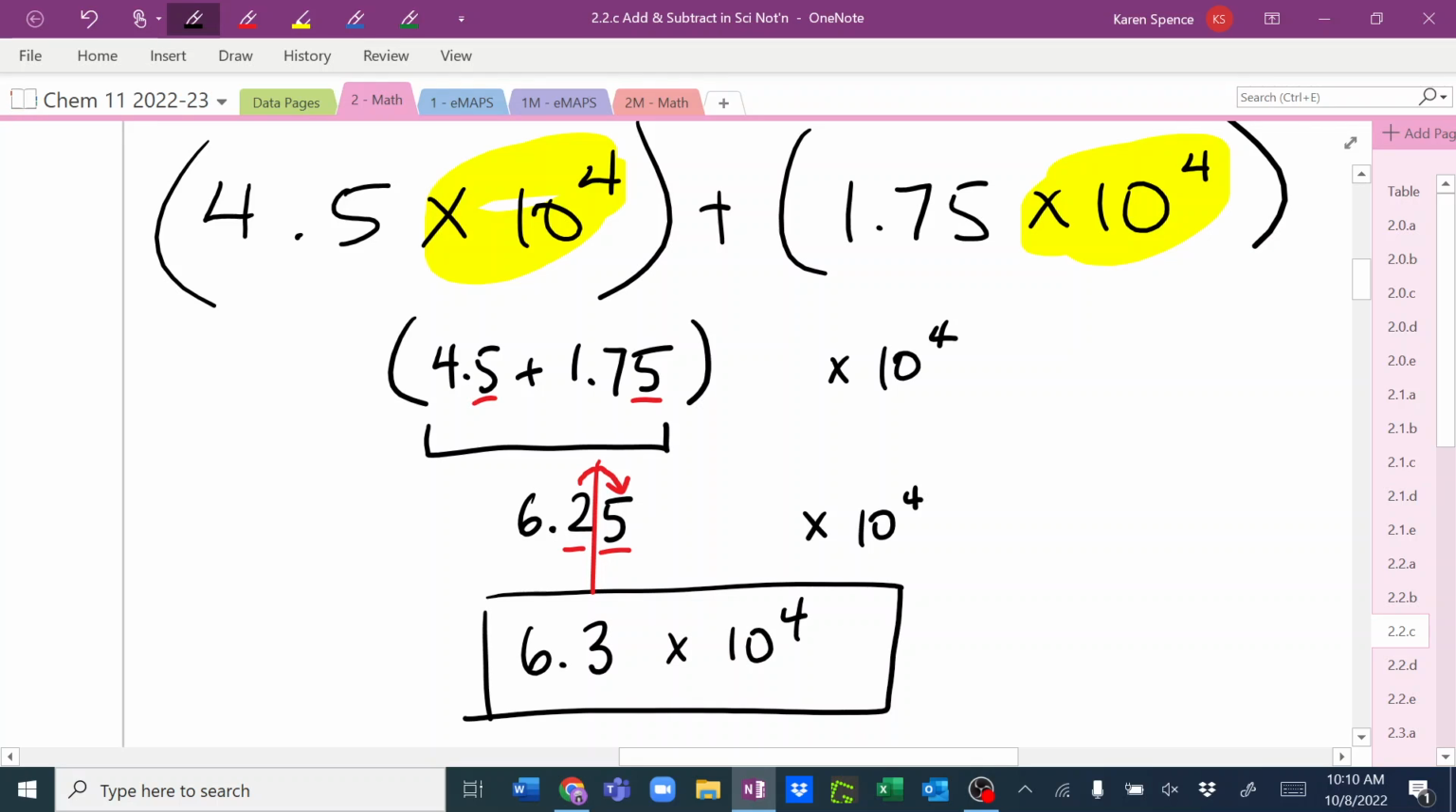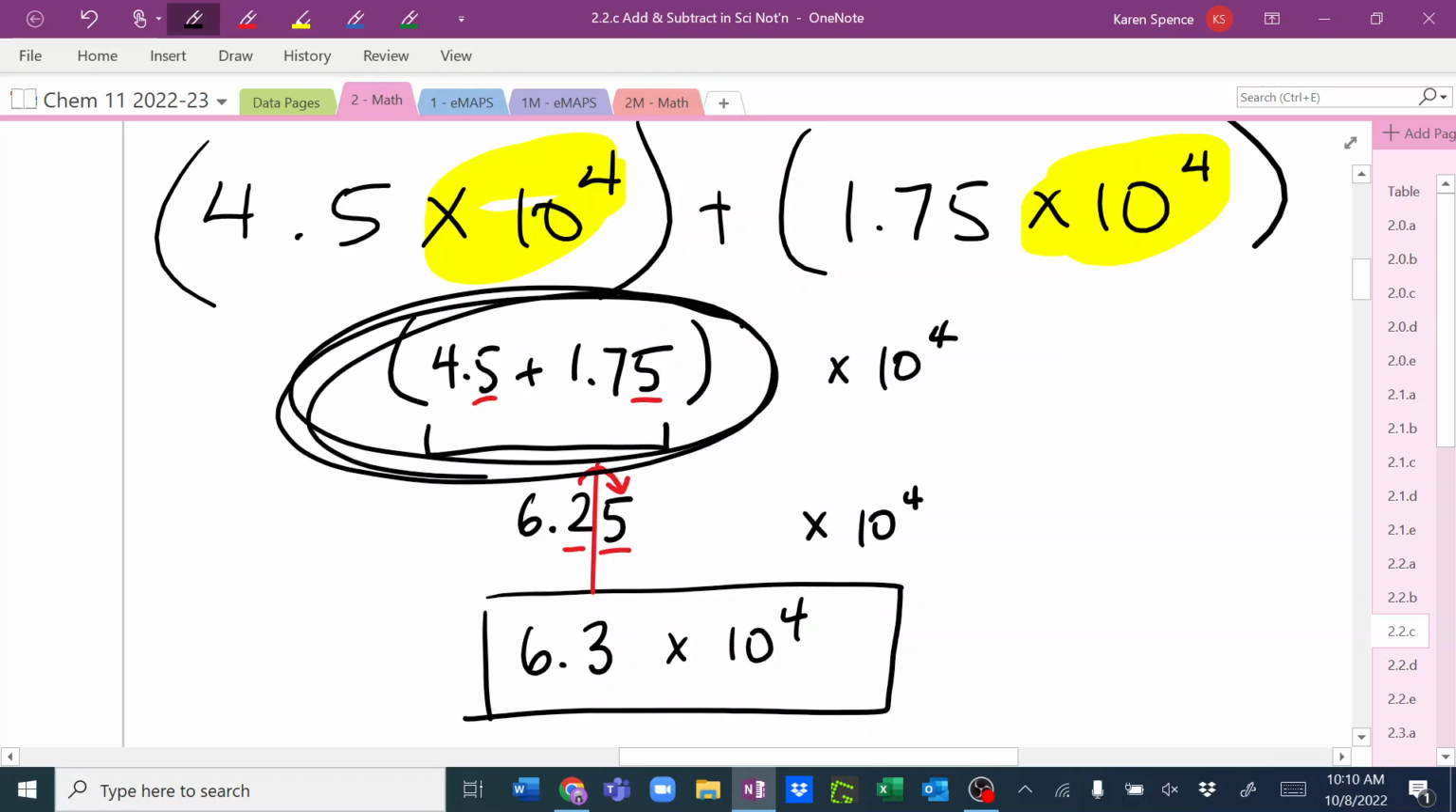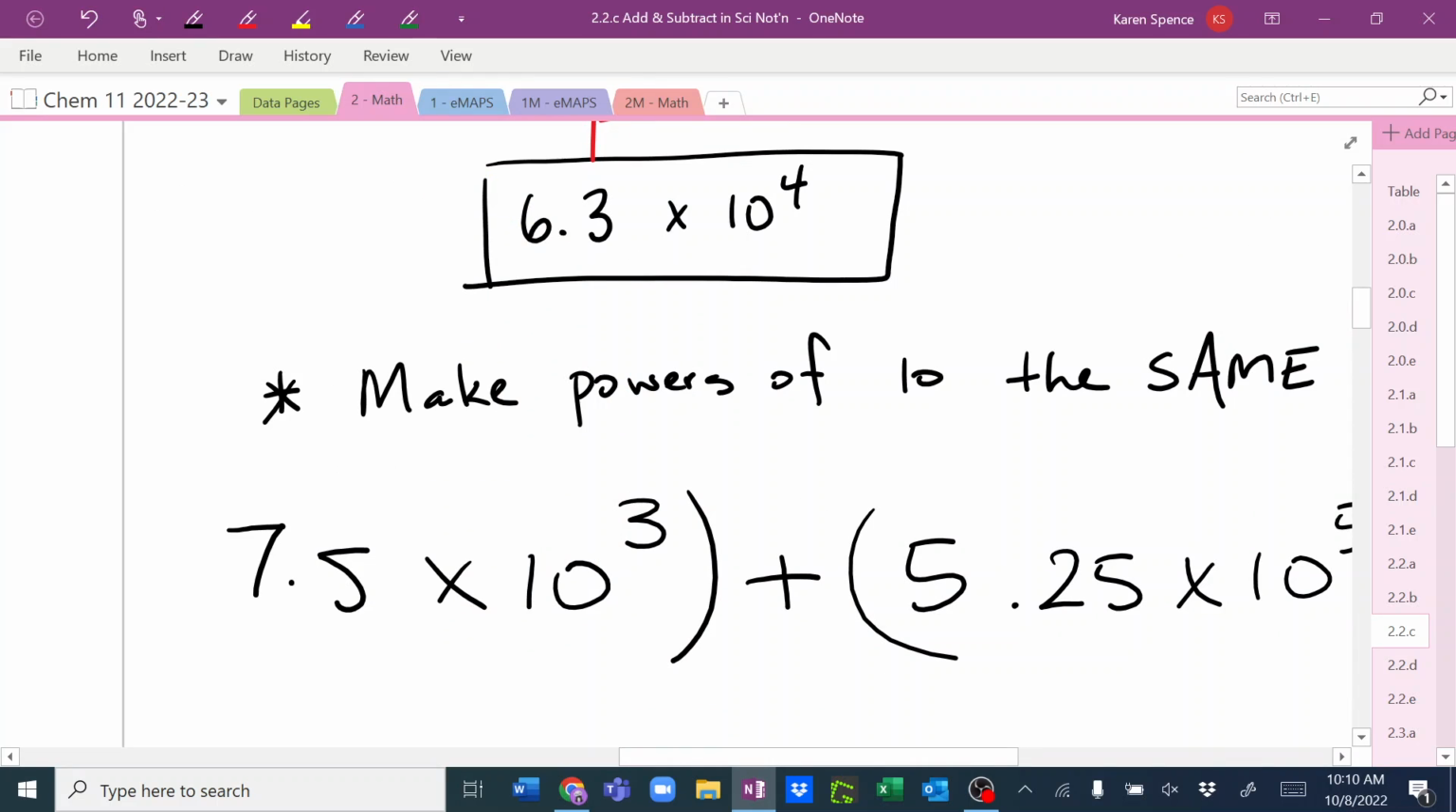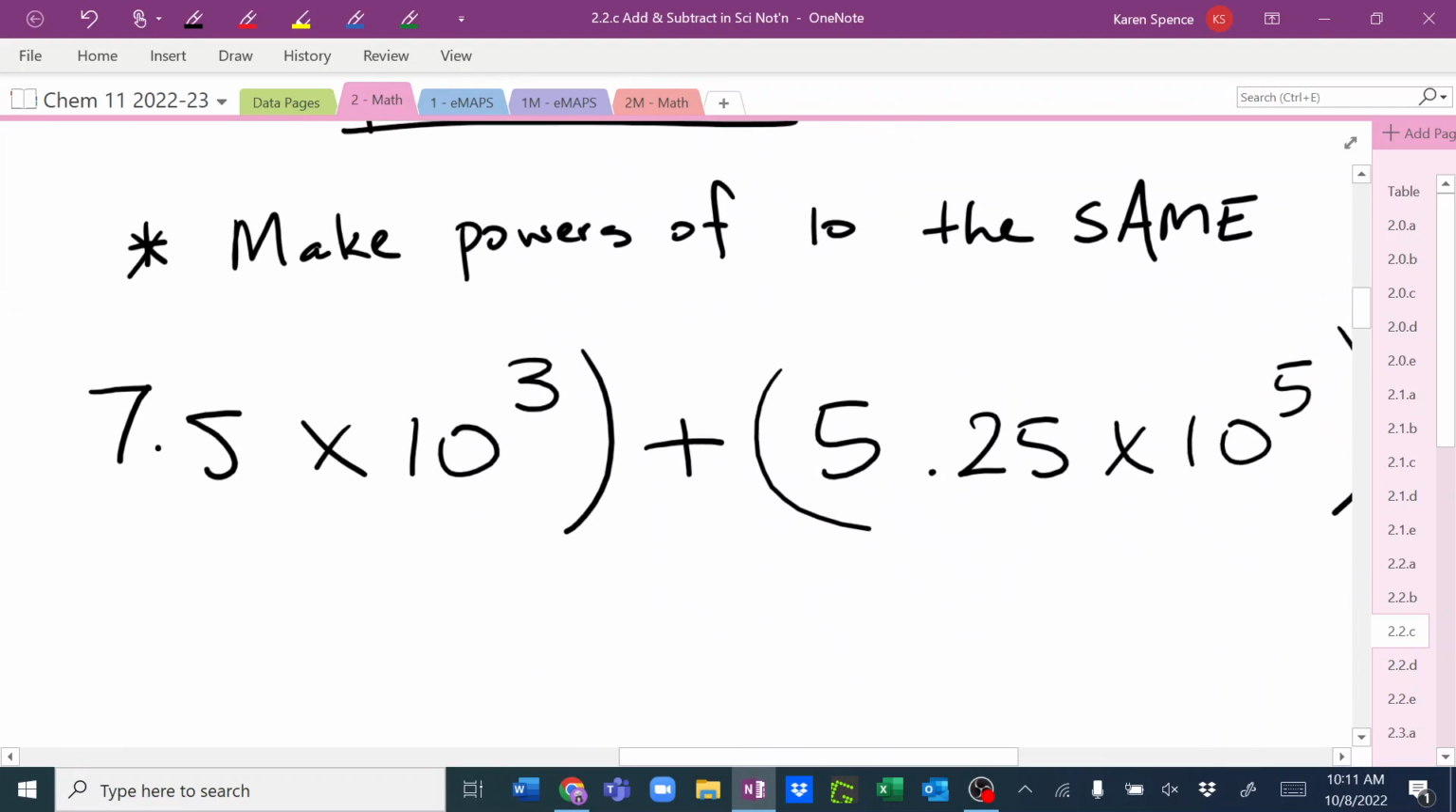Do the calculation using only the coefficients. Okay, that's the only part you're going to put on your calculator. Do not put the powers of 10 in your calculator. It will move the decimal place around, just like I said earlier. Just leave that out and do the coefficients only on the calculator and then round to correct sig figs. All right, next example we have here.